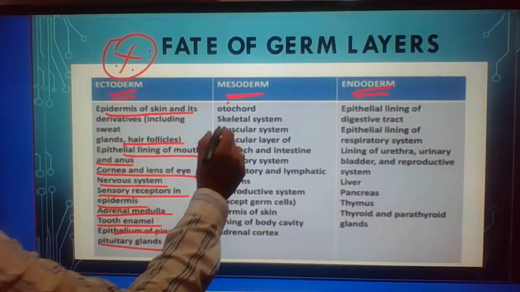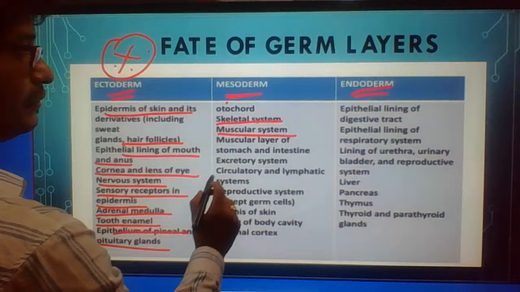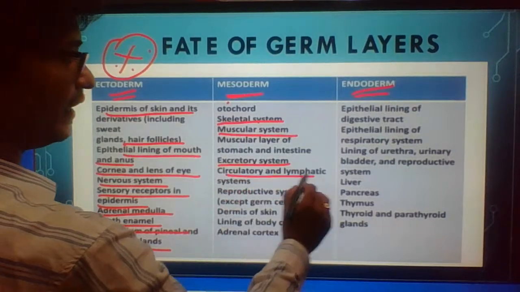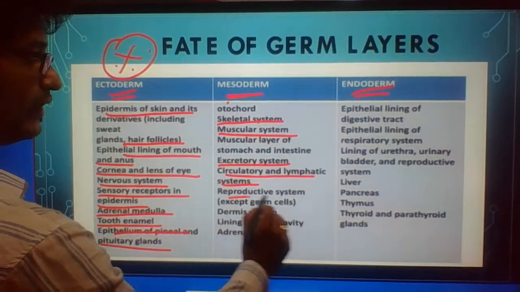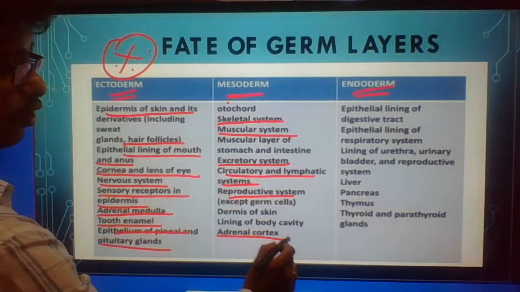Mesoderm: then the skeletal system, muscular system, excretory system, then circulatory and lymphatic system, and the reproductive system except the germ cells, adrenal cortex.